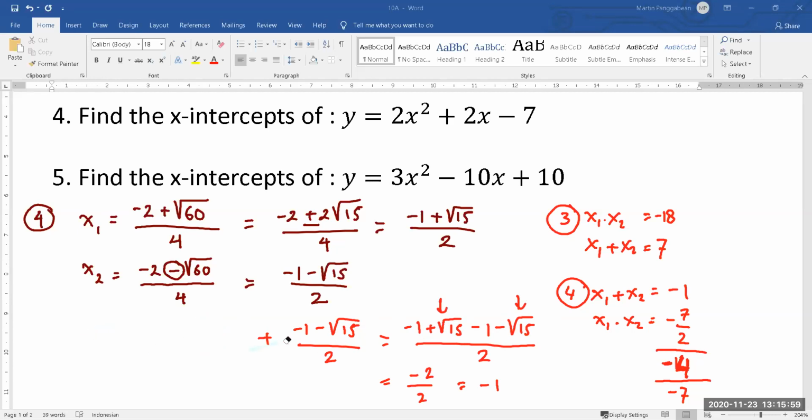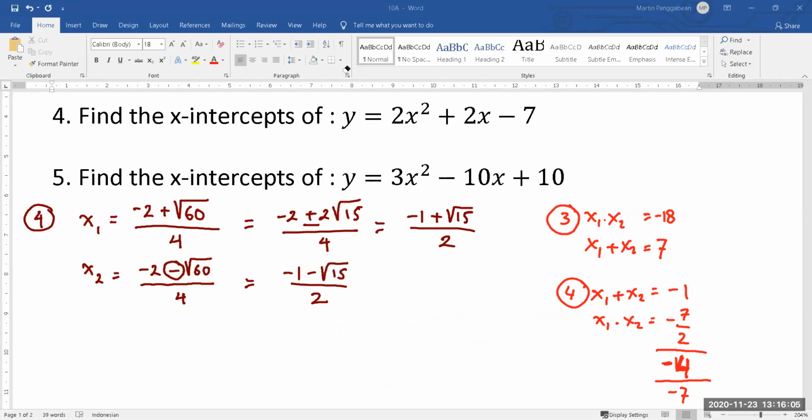Okay, let me just erase this one. If you have no questions regarding the addition or the sum, how about multiplication? Kind of trickier, but almost the same actually. So when I multiply, let me begin from this. When I multiply, it begins with -1 plus square root of 15 over 2 multiplied by -1 minus square root of 15 over 2.